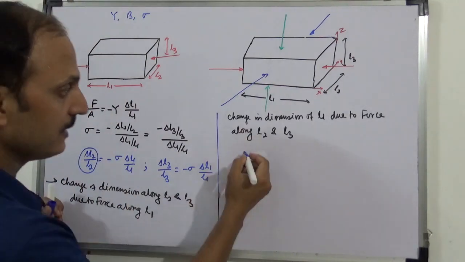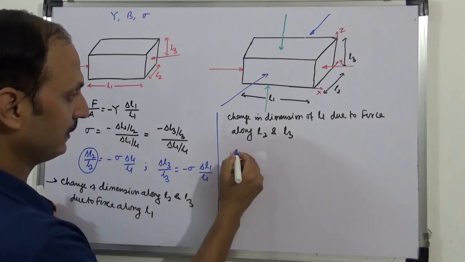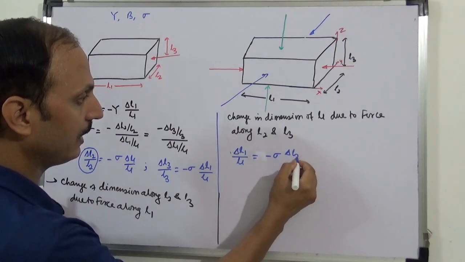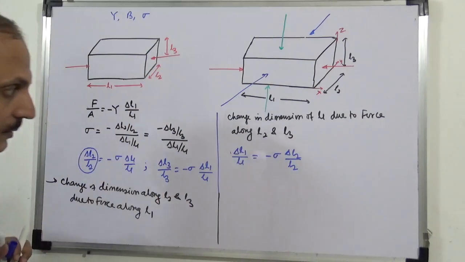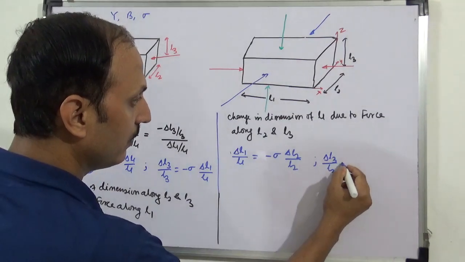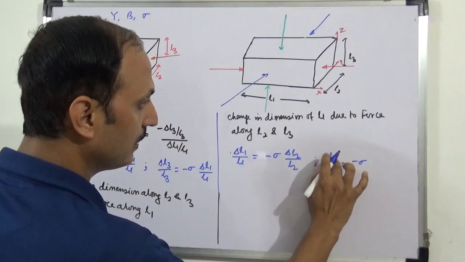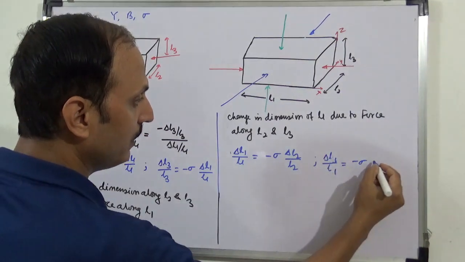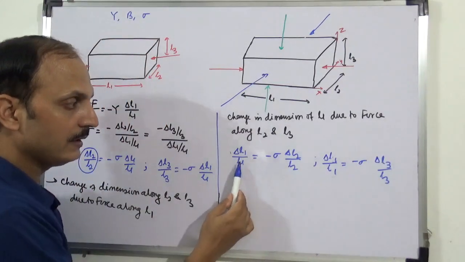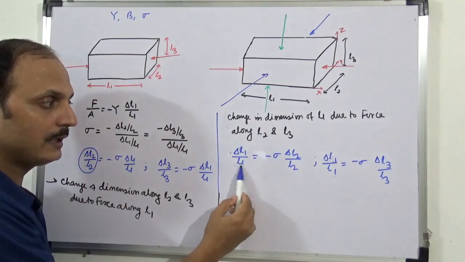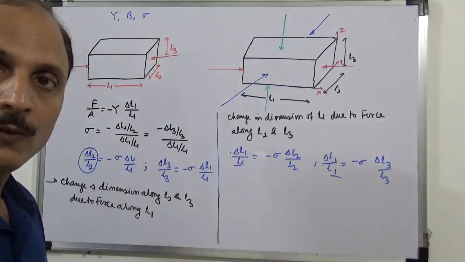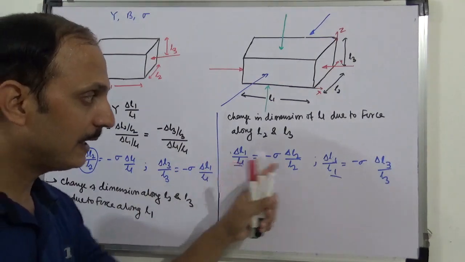So due to this change, what will happen? Sigma, so if I write here, delta L1 by L1 will be minus sigma delta L2 by L2, and similarly delta L1 by L1 will be minus sigma delta L3 by L3. This is the change in L1 due to force along L2. So these are the lateral changes because of force along L2 and L3, the force directions along L2 and L3. So these are the lateral changes.